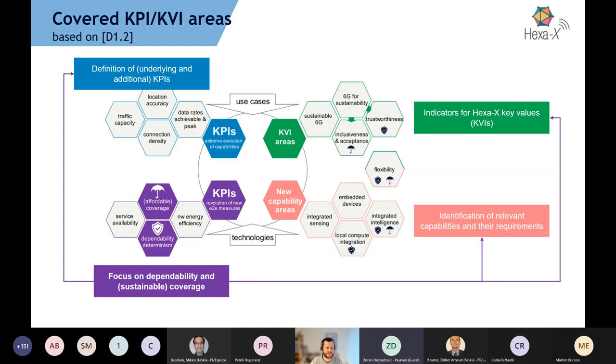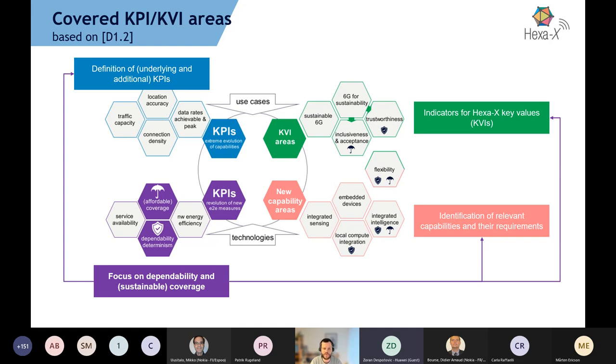In our work package, we basically start on the lower left corner. So we start with KPIs that are intended to measure new end-to-end capabilities. So in this case, the dependability and the coverage. It's still called affordable coverage, but we will refer to it as sustainable coverage later on. And from there, we look into what are the underlying KPIs, capabilities that need to be extended in order to achieve, for example, dependability. Could be something like traffic capacity, location accuracy, so all those KPIs that are stated in the top left corner.